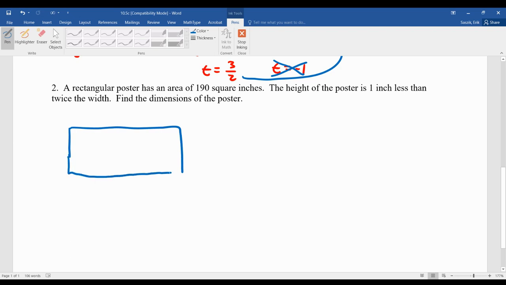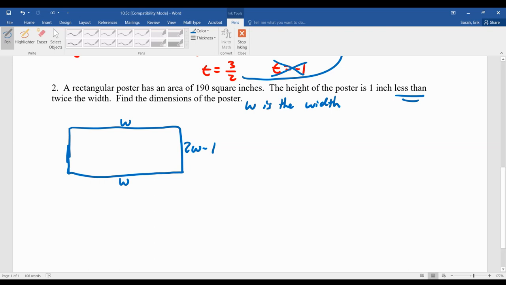So I'm going to call that W. W is the width. Now the height, remember it says 1 inch less than twice the width. So that would be 2W minus 1. Remember, less than, that means you're taking 1 away from something. So there's our little diagram, helps us visualize.